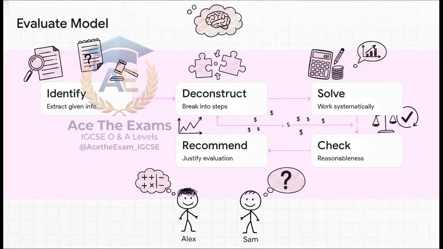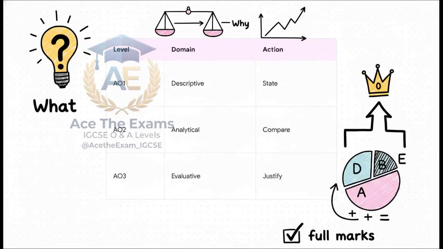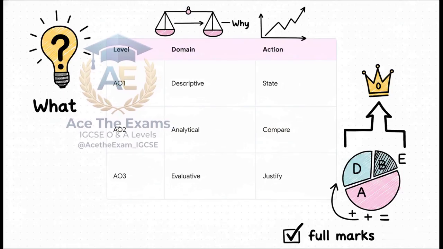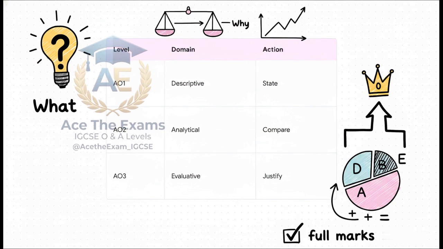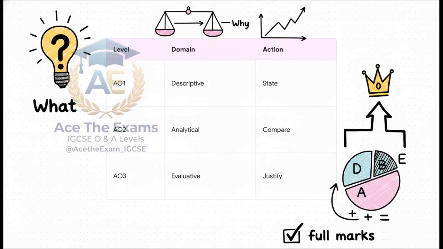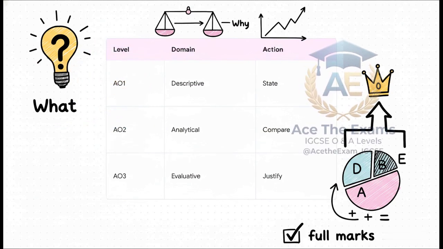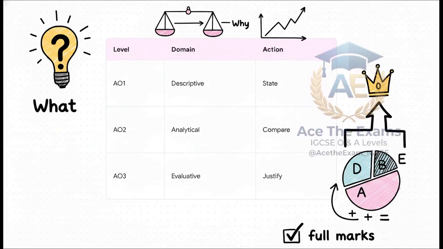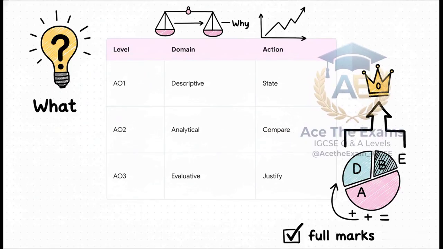You have to prove your opinion with their numbers. I want you to look really closely at this anatomy of command words and the grading hierarchy. This perfectly lays out the progression of how you are judged. We have 3 assessment objectives: AO1, AO2, and AO3. Notice the steep progression here.